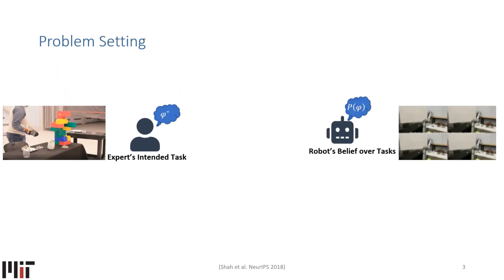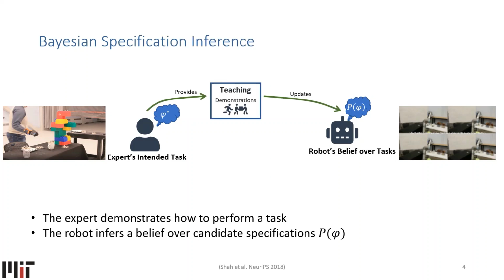In our problem setting, the expert's intended task is represented by an LTL formula phi star, and the robot maintains a belief over candidate formulas. In my research, we first developed Bayesian specification inference, a Bayesian approach to identifying task specifications conditioned on experts' demonstrations.